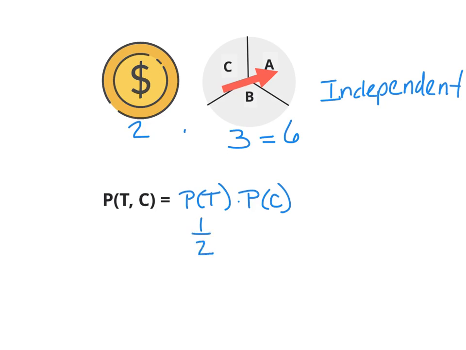1/2, 1 out of 2 outcomes would be a tail, and for the C is 1 out of a possible 3 outcomes. When we multiply the two probabilities together, 1 times 1 is 1, and 2 times 3 is 6. So the probability of getting a tail and a C on that spinner is 1/6.